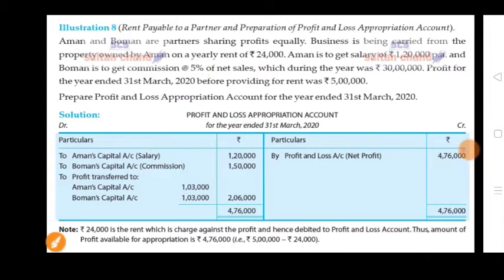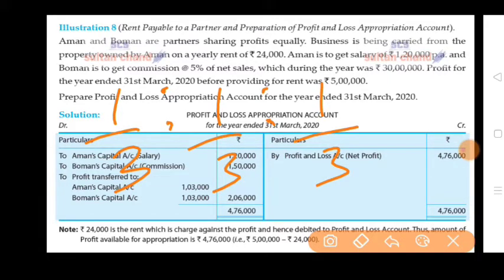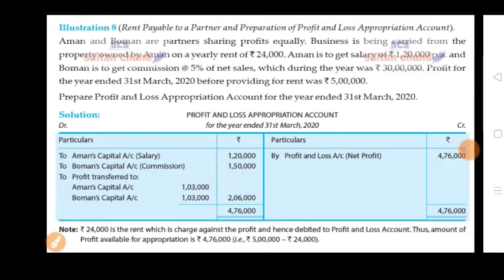Suppose if there were 3 partners, then the ratio will be 1:1:1. It means 1/3, 1/3 and 1/3. But right now there are only 2 partners, so the ratio will be 1/2, 1/2, that will be equal. Business is being carried on from the property owned by Aman on a yearly rent of 24,000. See, you are running a business and using a property of Aman. For that you are paying 24,000 as rent to Aman.